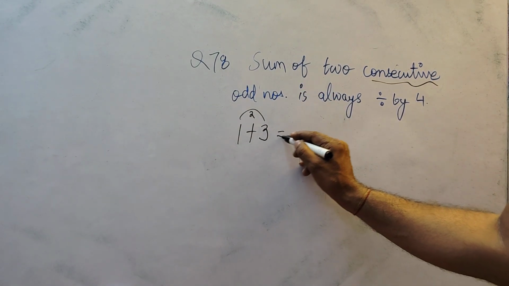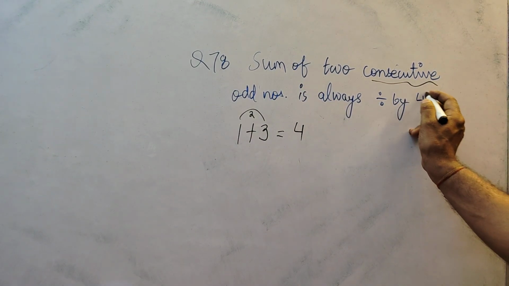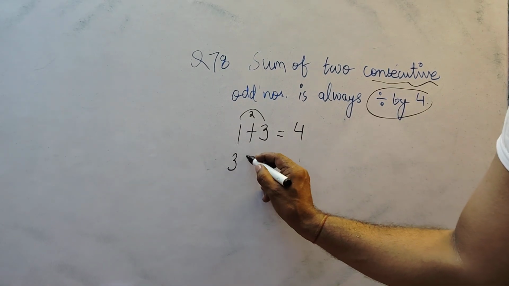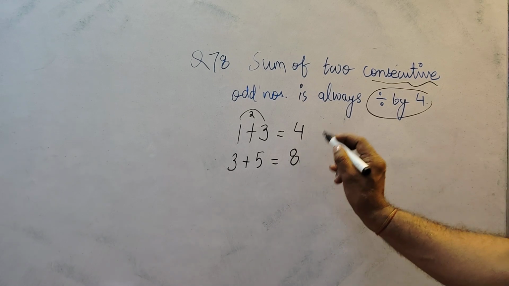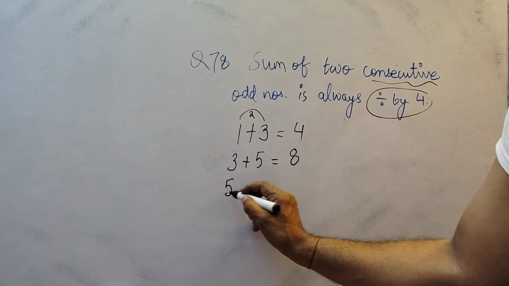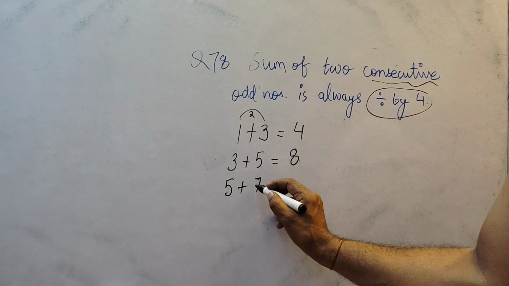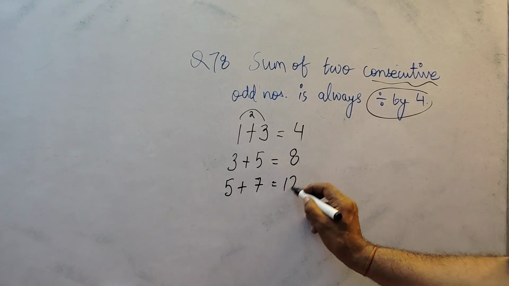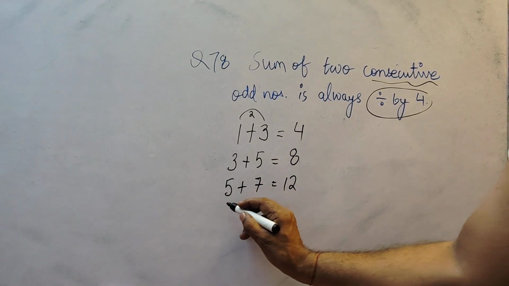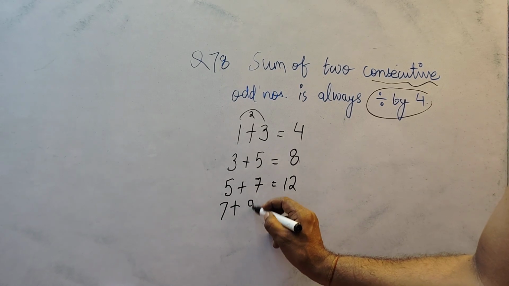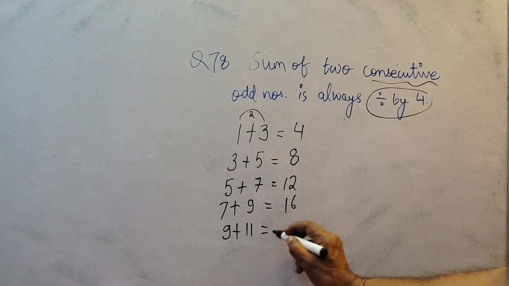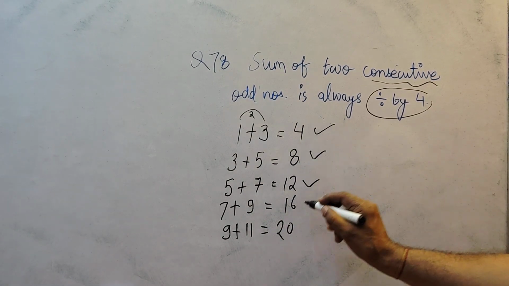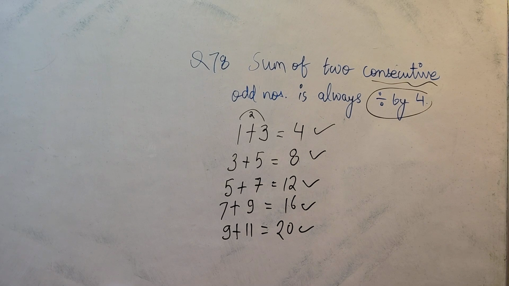Their sum is 1 plus 3, which is 4. That is divisible by 4. Next, 3 plus 5 is 8. That is also divisible by 4. After 5, the next consecutive number is 7, so 5 plus 7 is 12. That is also divisible by 4. Then 7 plus 9 is 16, and 9 plus 11 is 20. Yes, all are divisible by 4. That's why this one is true.